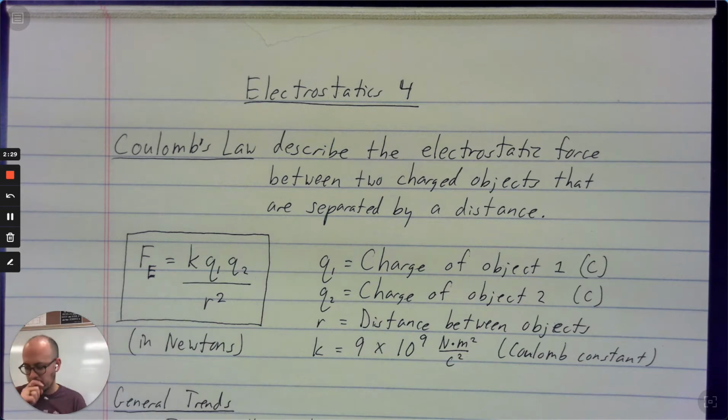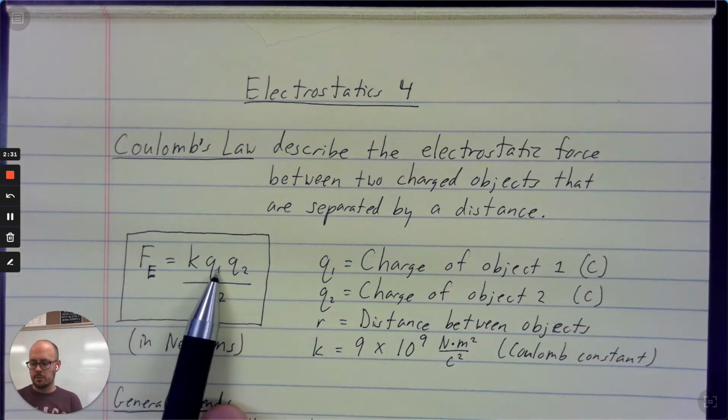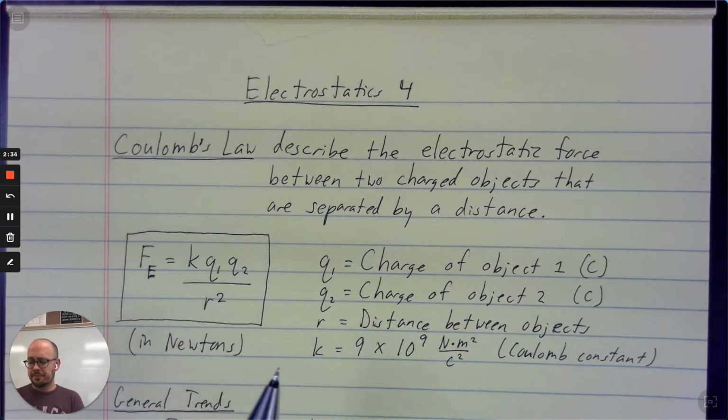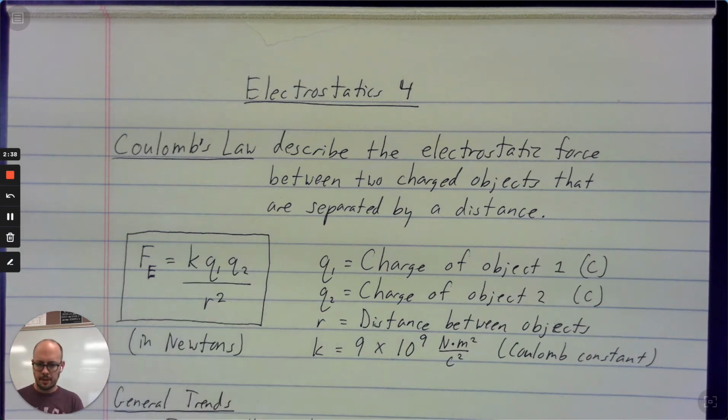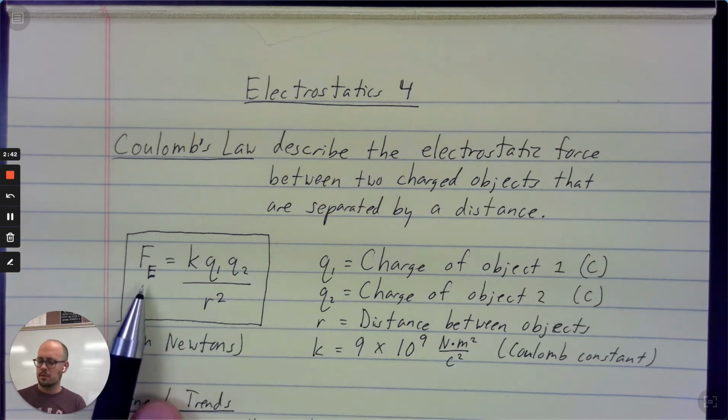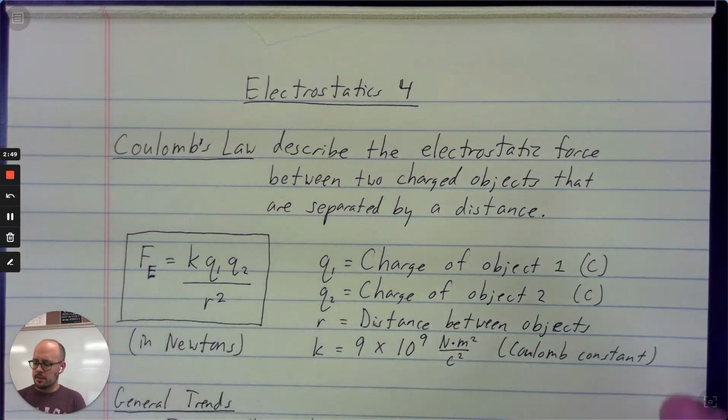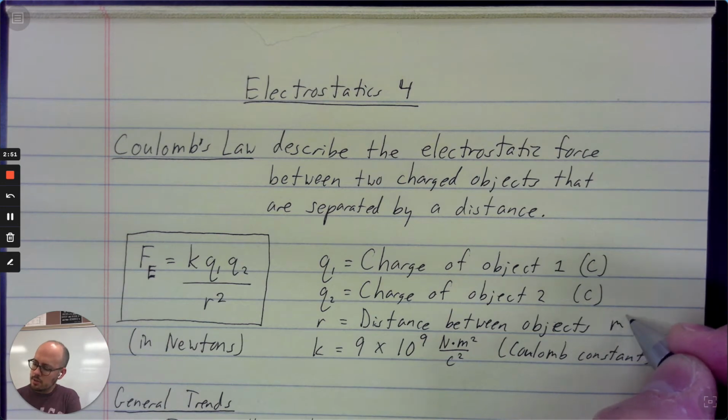It doesn't matter how big the charges are, these are the variables for charge. Whether they're positive or negative, we don't think about that for this equation. We assume that we just use them as positive, and then we determine the direction based on whether they're both positive, both negative, or one of each. R is the distance between objects, measured in meters.